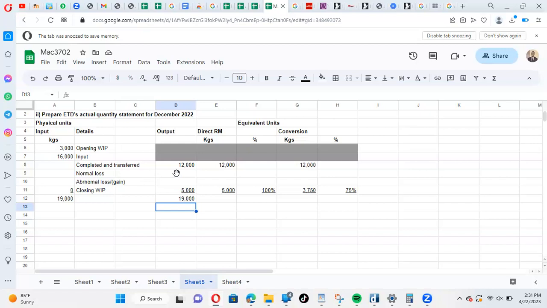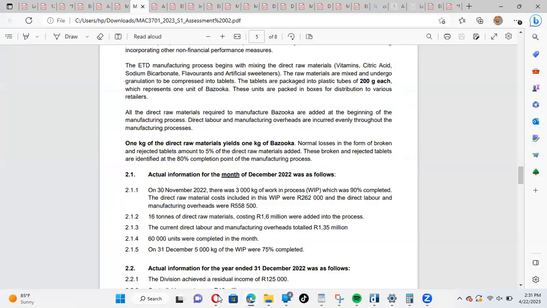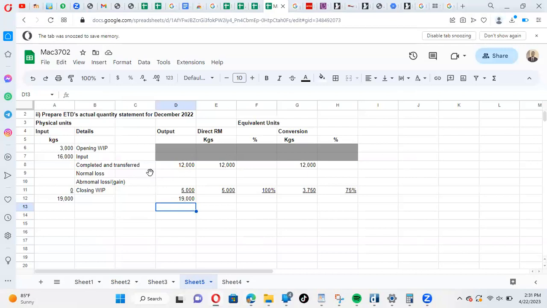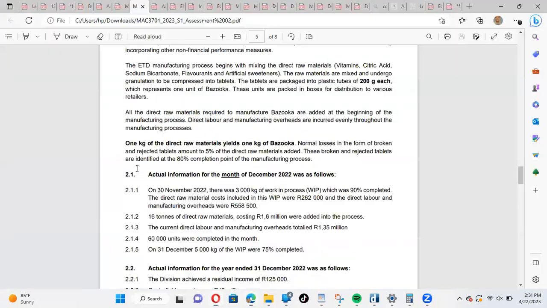Okay, so we can easily now deal with this part here. This is where I want you to pay much attention. I want us to deal with the normal loss now, because that's what we should attend to next. With the normal loss, let's have a look at the statement. Normal losses are 5% of whatever is added. So ideally, 5% of everything. But what's important now is where does this normal loss occur? In which part of the production process does the normal loss occur? Which is where we assume the abnormal losses also occur.